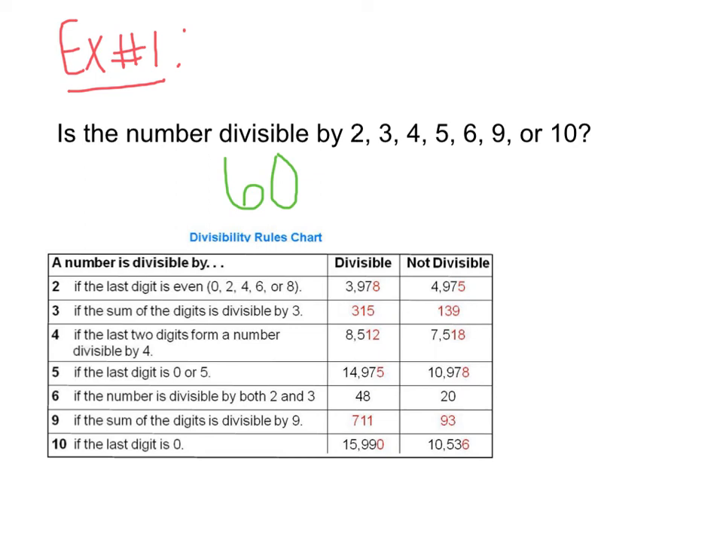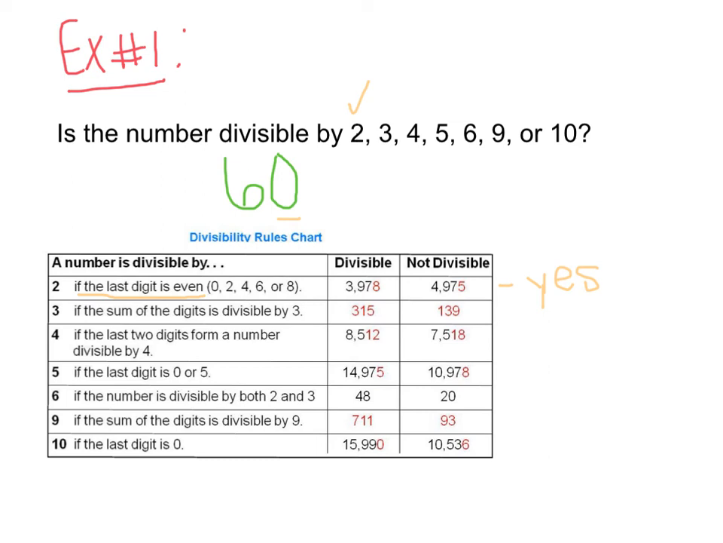Let's read our rule for 2 right here. If the last digit is even. They listed the even numbers here for us: 0, 2, 4, 6, 8. And clearly 60 ends in a 0. So yes, it is divisible by 2. I'm going to put a check mark over the 2. Basically what that means is if we divided 60 by 2, we would get a whole number. We would get 30. It goes in evenly. That's all we're trying to figure out. Does it go in evenly?